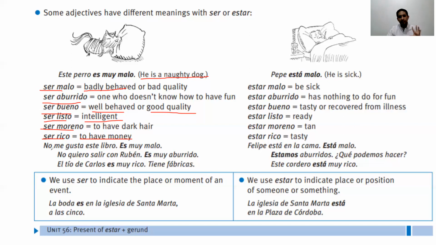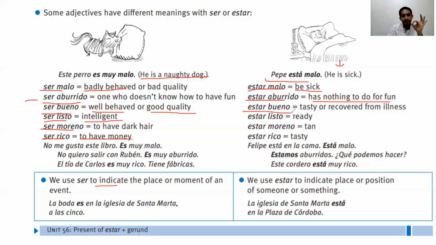So we're expressing these ideas with the verb to be, with the first conjugation we just saw. I just taught you. We use ser to indicate the place or a moment of an event. Once again, la boda es en la iglesia de Santa Marta a las 5, right? We use it to indicate the place where an event will take place, right? And then we have Pepe está malo. That means he's sick. So Victor está malo. That means Victor is sick. Estar malo means be sick. Estar aburrido means has nothing to do for fun. But only at this moment. Not forever, like in the first example, right?